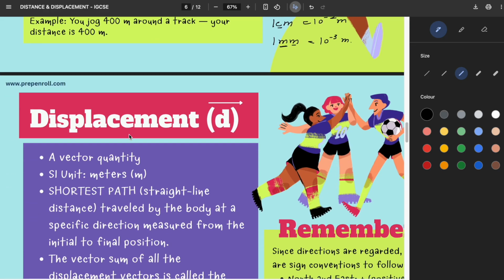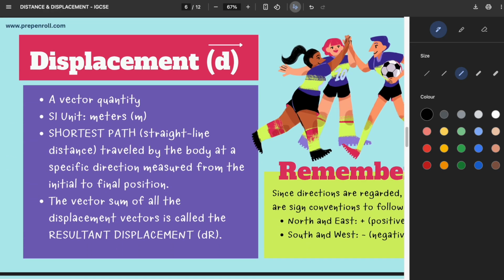Let's move further and talk about what displacement is. Displacement, first of all, is a vector quantity. Do remember, direction matters, and it is the shortest path. Shortest path between what? Between the initial point and the final point.